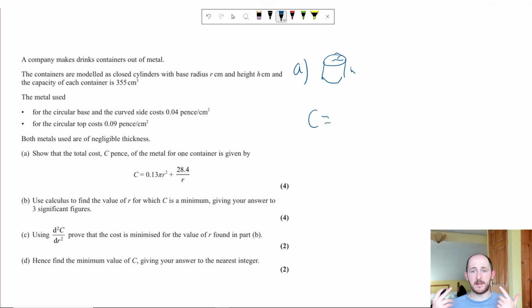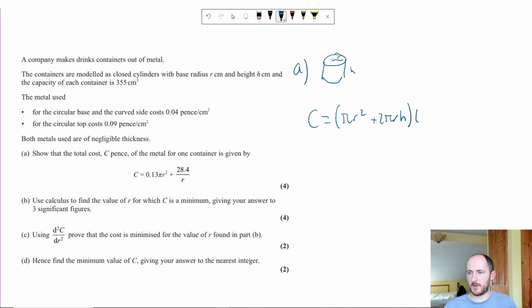Now, just like in the very first question, this pence per square centimeter is all to do with surface area, right? So you have a surface area that you're going to create out of metal in order to make this can shape. Now, the circular base, that's going to be pi r squared. So I'm going to put it in brackets, pi r squared. And the curved side, remember, that's going to be the circumference of the circle, so 2 pi r times h.